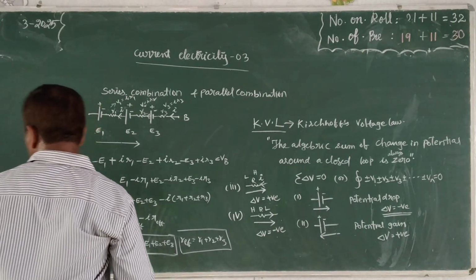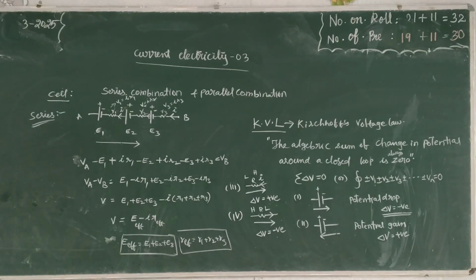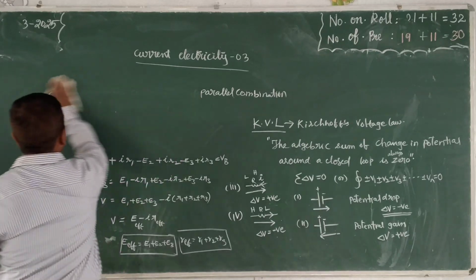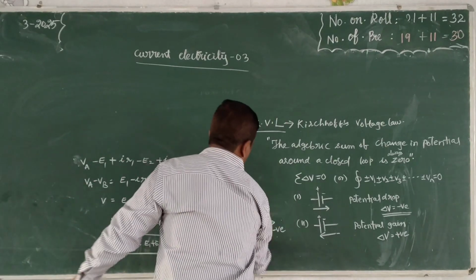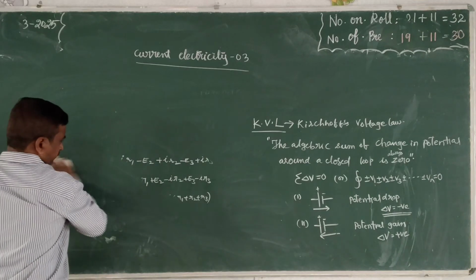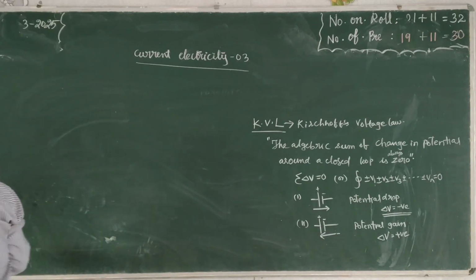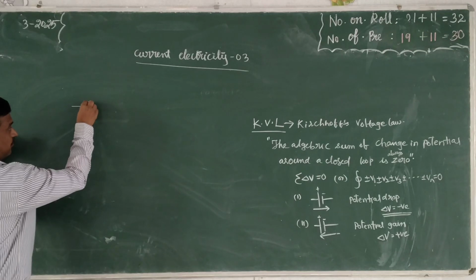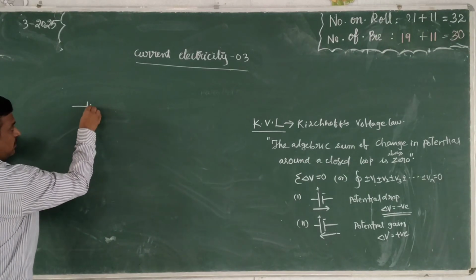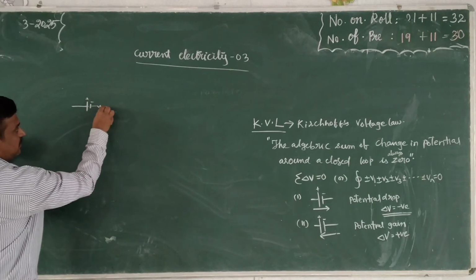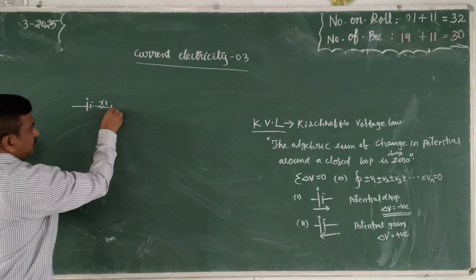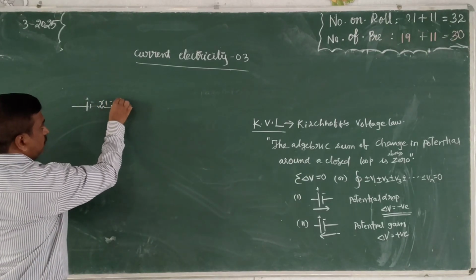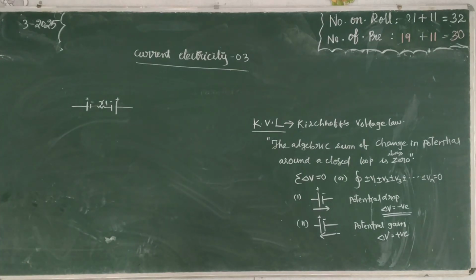Now, next we discuss some problems according to this series combination. But before that, one more thing: polarity change. What happens when polarity changes, that we discuss first. Polarity of a cell changed means, see here, it is plus minus, and here the internal resistance is R1. See, if it is connected negative positive, this is called polarity change. So the polarity of the cell is reversed.